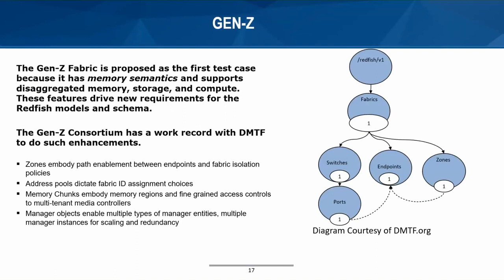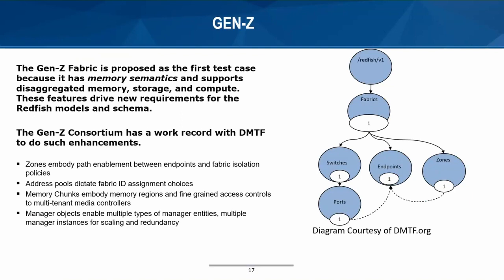Examples of the extensions being made to accommodate Gen Z are things like zones, which embody path enablement between endpoints and fabric isolation policies; address pools that dictate fabric ID assignment choices; memory chunks that embody memory regions and fine-grained access controls so that you can talk to a multi-tenant media controller from multiple hosts; and manager objects that enable multiple types of manager entities and multiple manager instances to exist for scaling and redundancy purposes.